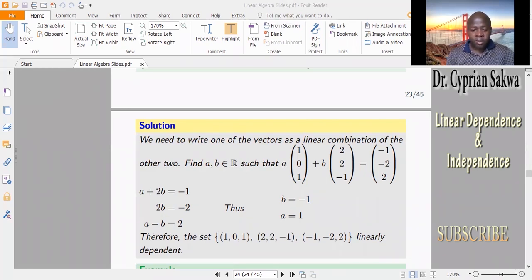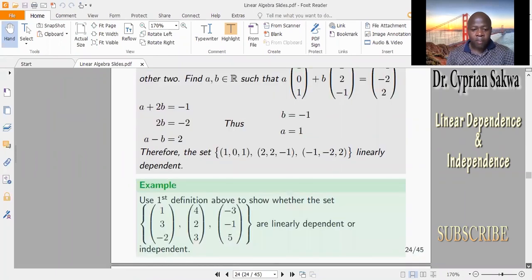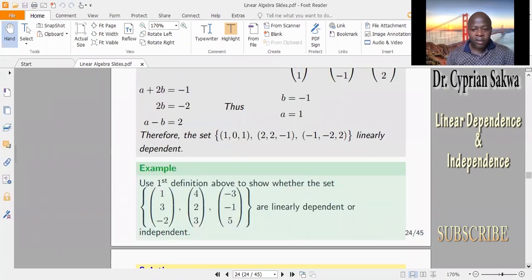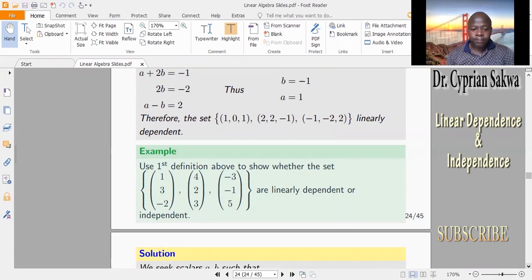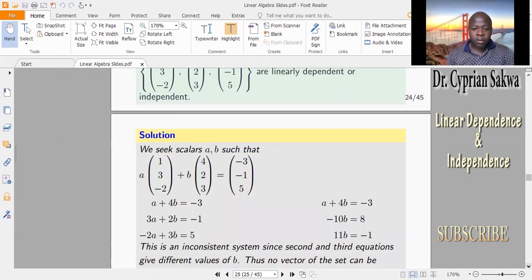So let me see another example. Again, I want to use the first definition. Of course, you already know how to use the second definition. So the question is, use the first definition above to show whether these three vectors are linearly dependent or not. I want to see whether one of the vectors can be written as a linear combination of the other two. So I've chosen this one, and I want this to be written as a linear combination of these other two.